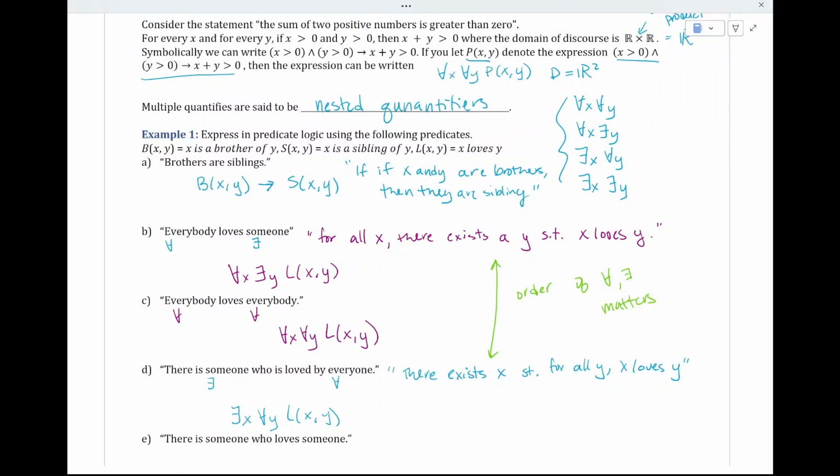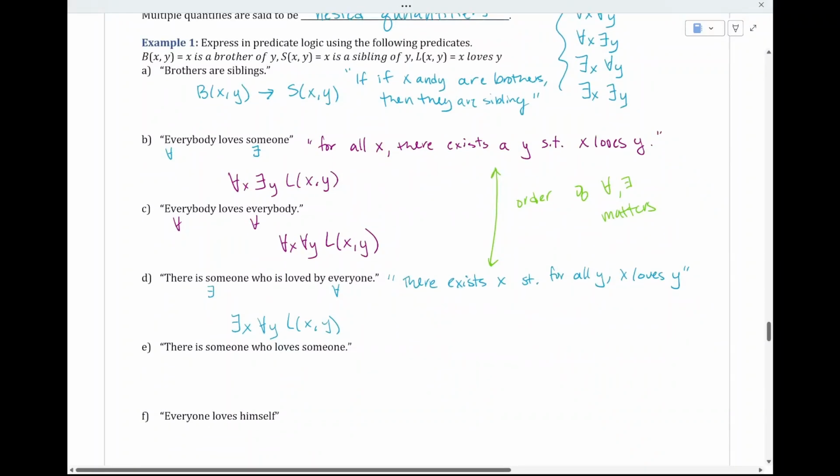You can't just change the order or you'll get a different statement. All right, let's look at the next one. There is someone who loves someone. So here we've got the double E. There exists an x and a y such that L of x, y. Somebody loves somebody.